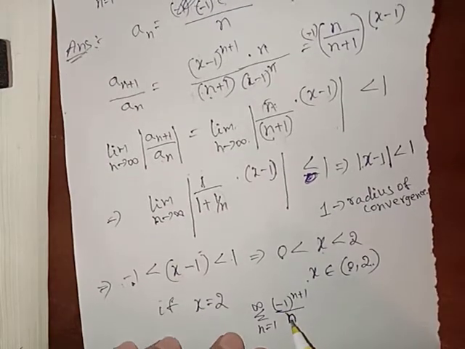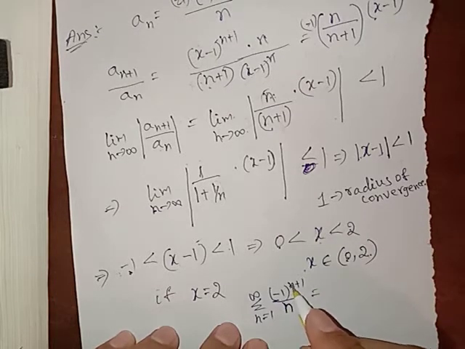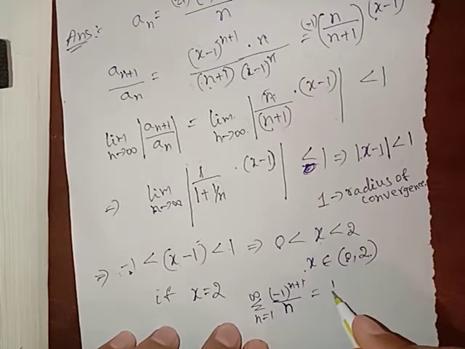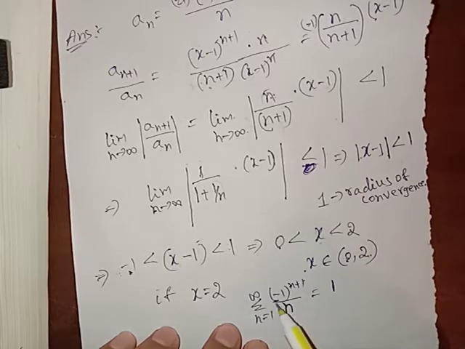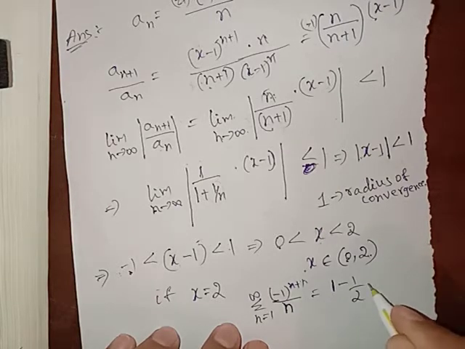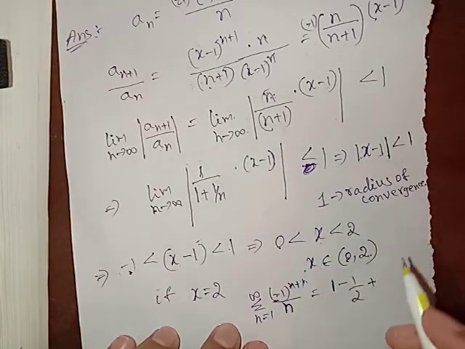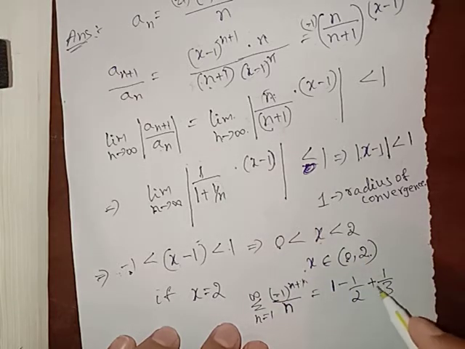Now at n equal to 1, this becomes 1 plus 1, that is plus 1, 1 divided by 1, so 1. At n equal to 2, 2 plus 1 is 3, minus 1 raised to 3 is minus 1, so it is minus 1 by 2. And at n equal to 3, 3 plus 1 is 4, minus 1 raised to 4 is positive, so it becomes 1 by 3. So it is an alternating series.